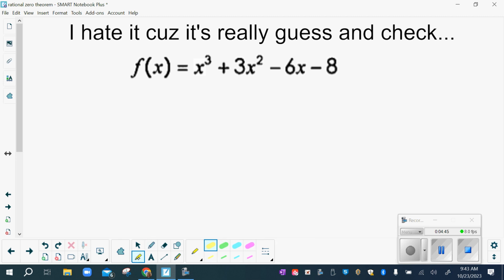The number that will work, and there might be more than one, is going to be a combination of this guy and this guy. We call it P over Q, where this is my Q and this is my P, meaning it's going to be some number that will go into 8 and a number divided by 1.